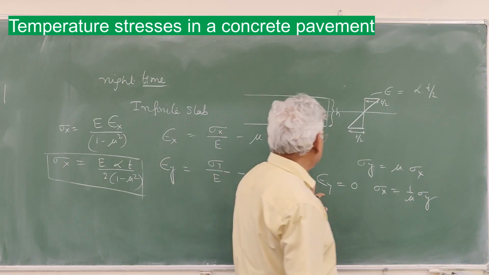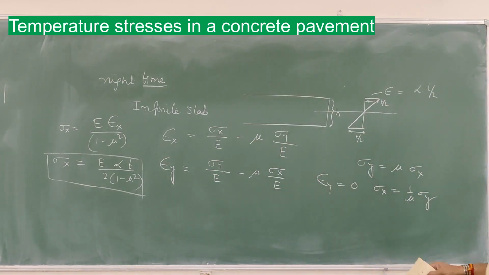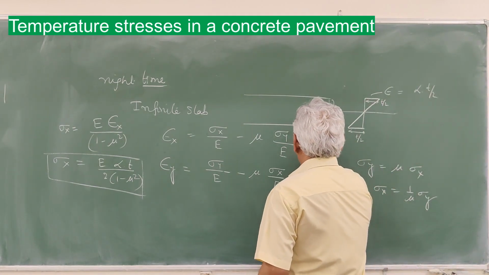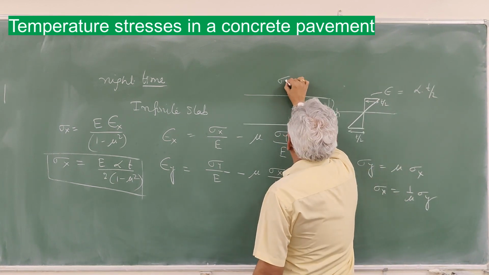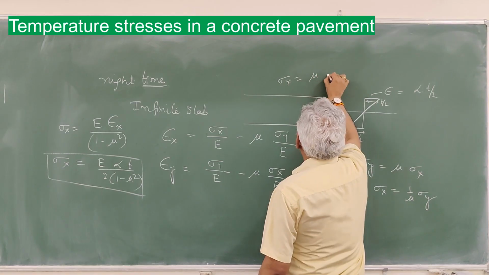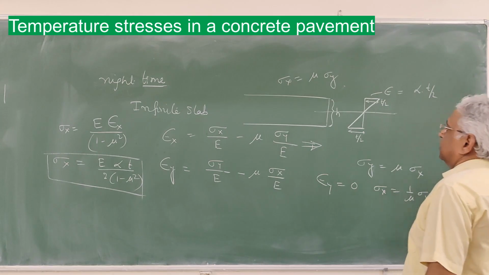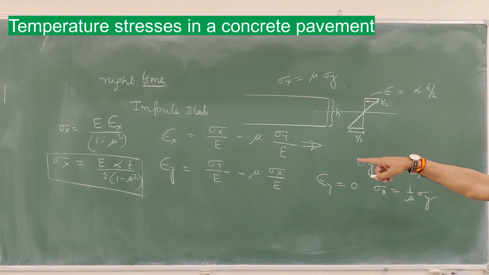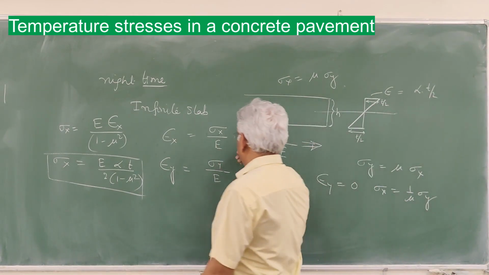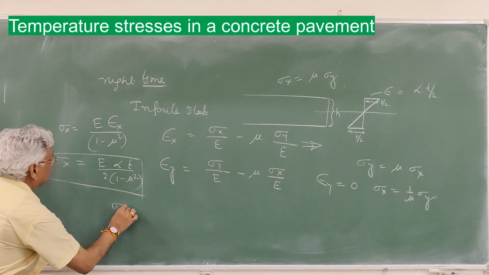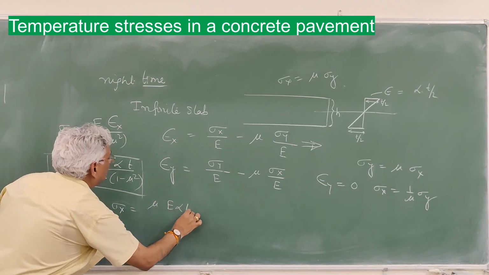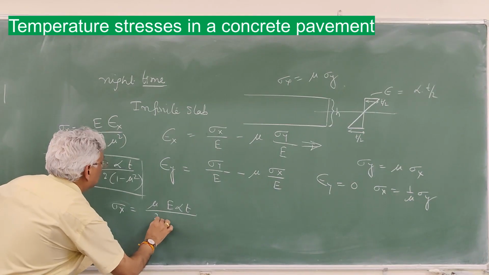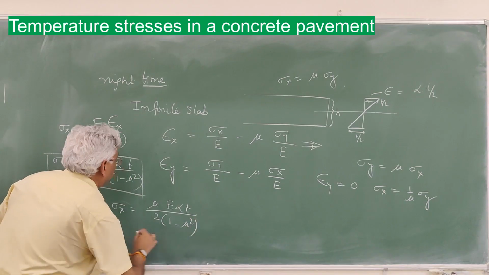In the second case, we assume that it expands only in y direction and make this 0. So when you put it 0, then this sigma x will be equal to mu times sigma y. Put that value here and again just solve it. You get sigma x is now mu into E alpha T upon 2 into 1 minus mu square.